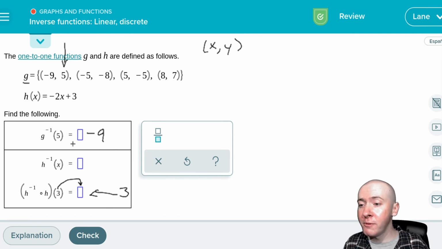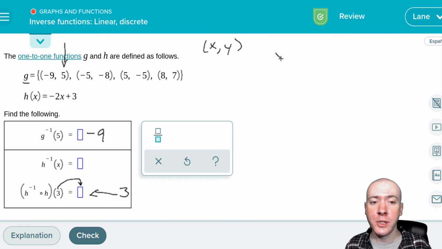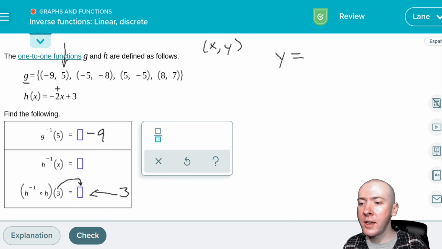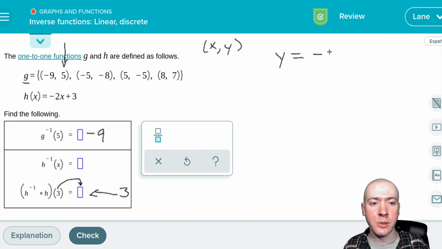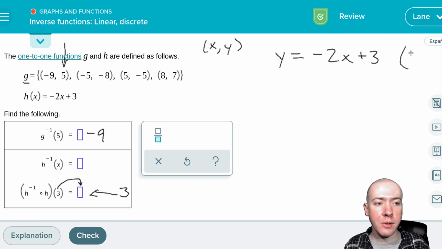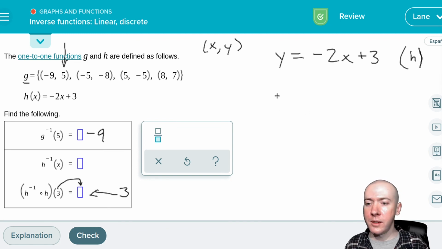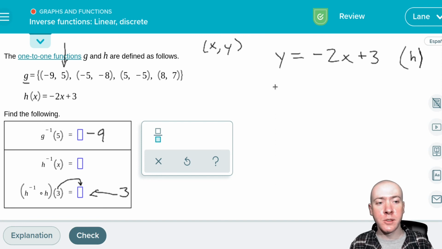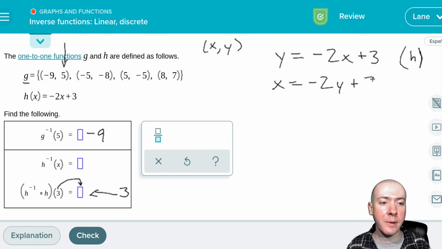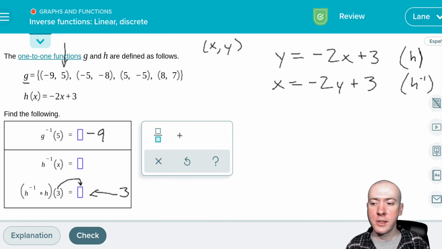To find the inverse of h, we should start by writing y equals, and then we copy down the function h, which is negative 2x plus 3. So this is the function h right here. Then to write the function h inverse, we swap the places of x and y. So x equals negative 2y plus 3. This is the function h inverse, but we need to solve it for y.